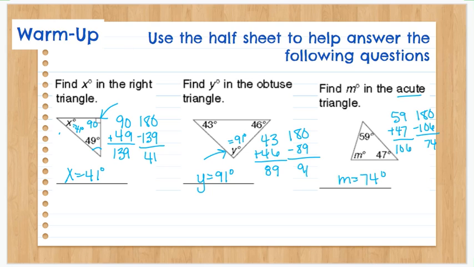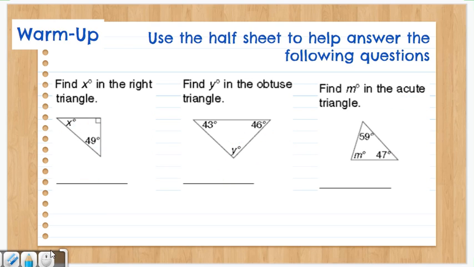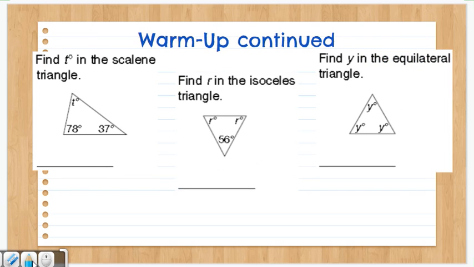All right, on the next page, you'll see the continuation of this warm-up, which is 3 more problems using your information about triangles. This time it has to pertain to the side lengths. So this one's a scalene triangle, which means that all 3 of them are going to be different. The middle one is an isosceles, which means 2 angles are going to be the same, so you're finding R here. And then the third one is your equilateral triangle, which is when all 3 sides are the same, so you're finding Y. So you're going to solve for T, you're going to solve for R, and you're going to tell me what Y equals.